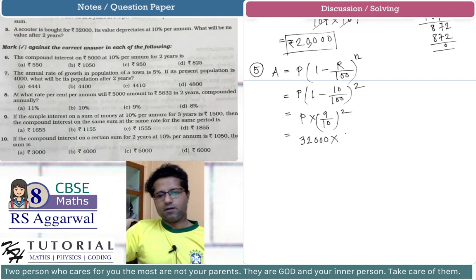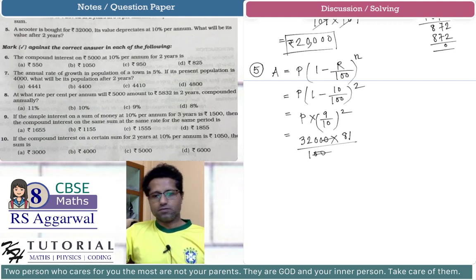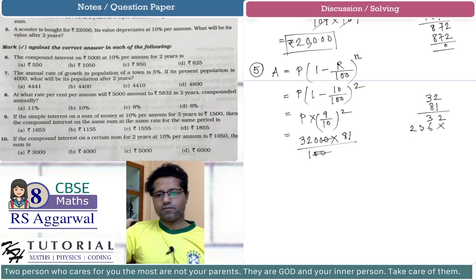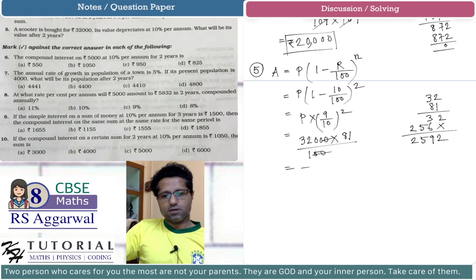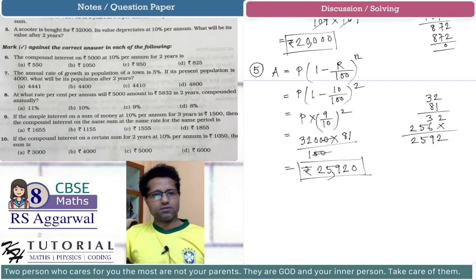So this is equal to P, which is 32,000, multiplied by 81 divided by 100, since 9 into 9 is 81 and 10 into 10 is 100. So the zeros cancel out. We have to find 32 multiplied by 81, which is 2592. So this is equal to rupees 25,920. That is, its value after 2 years will be 25,920.